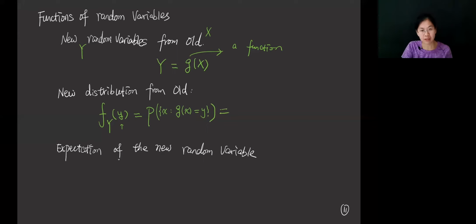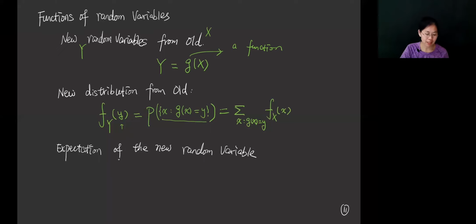Remember, we are considering discrete random variables, so this is a discrete set of realizations for x. We can sum up the probability for each of these realizations of x using the distribution of x. So this is how we figure out the new distribution from the old distribution.